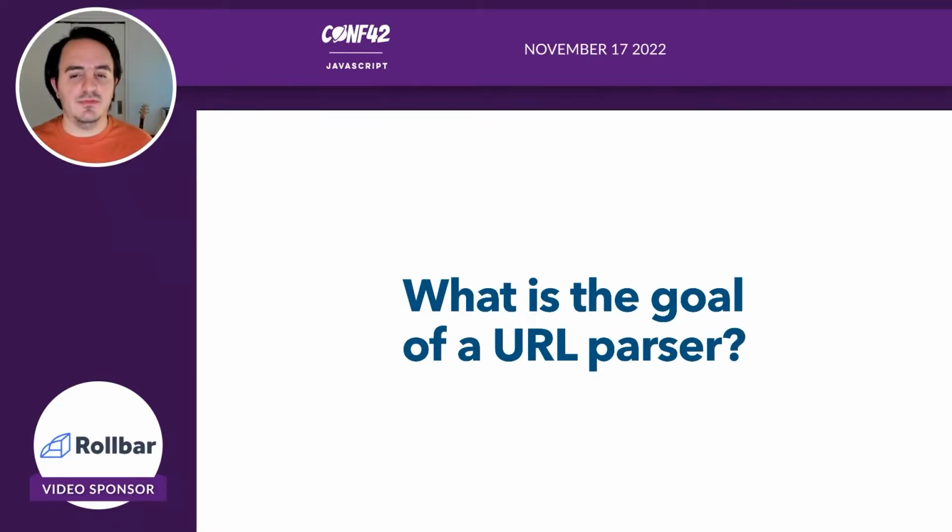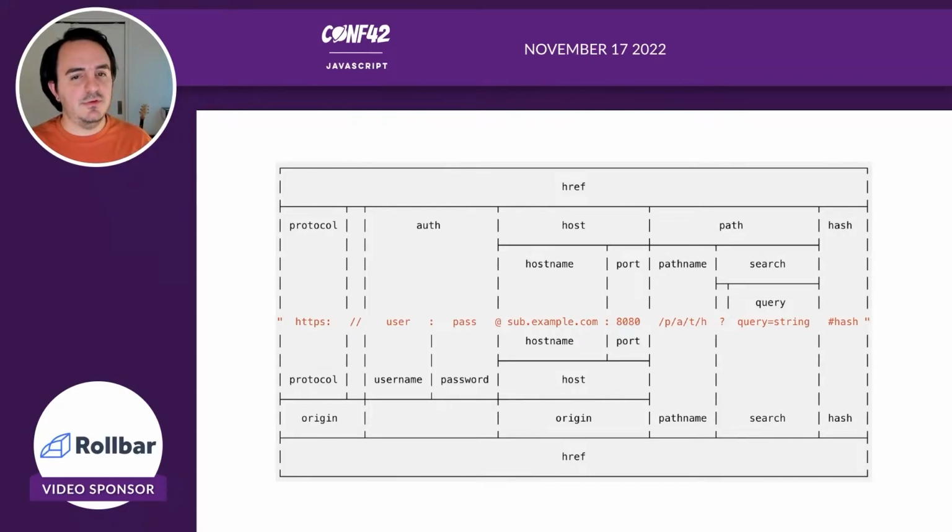But let's talk about the goal of a URL parser. What is the goal? If you look at this diagram, you will see on the orange side: https, user, pass, sub.example.com, 8080. HTTPS is the protocol. Username and password are optional values with characters, and then the host name is always there. The port, if it's a special port like 80 or 443, is not required because URL parsers understand that. And then we might need some path name, search, and hash.